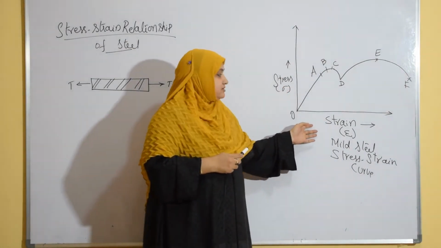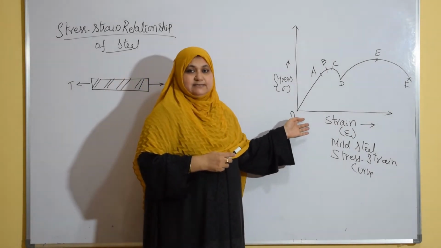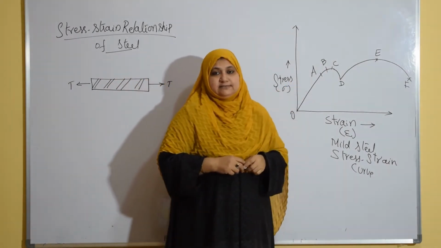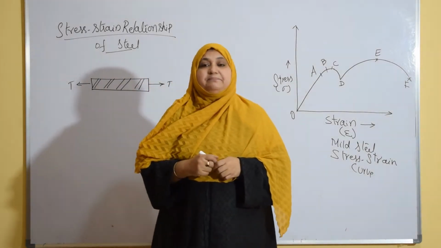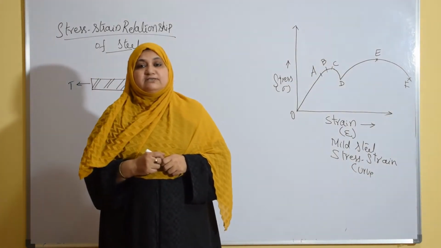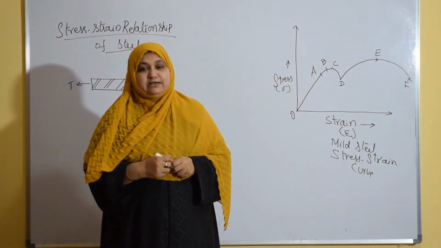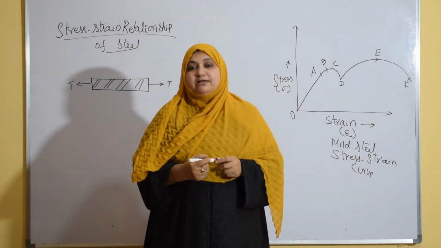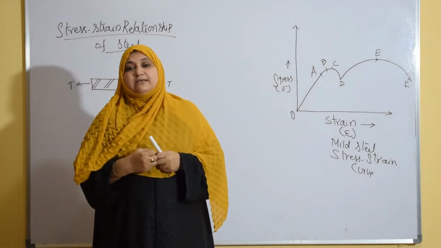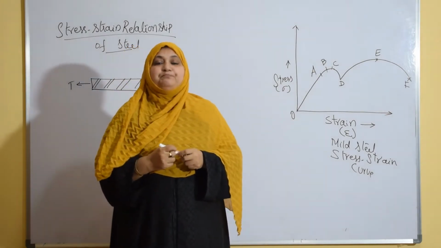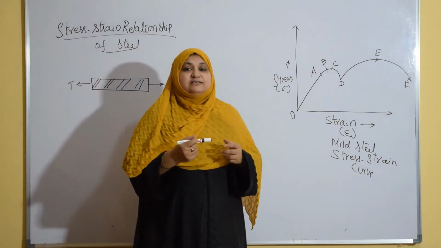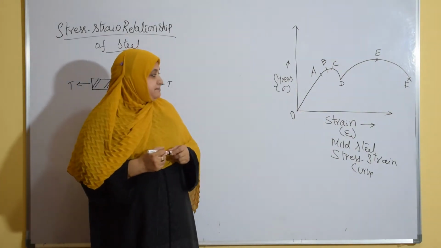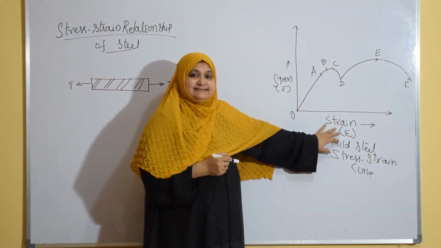We draw strain on the x-axis and stress on the y-axis because strain is an independent parameter. What is strain? Change in dimension. It can be linear, areal, or volumetric. So when the load is applied, there will be a change in the shape, right? There will be a change in the dimension. So it is an independent parameter, and it is drawn on the x-axis.